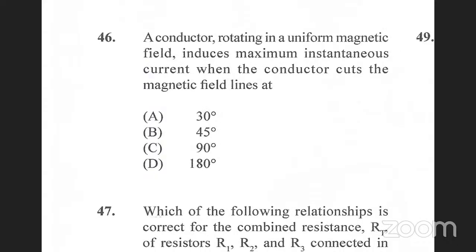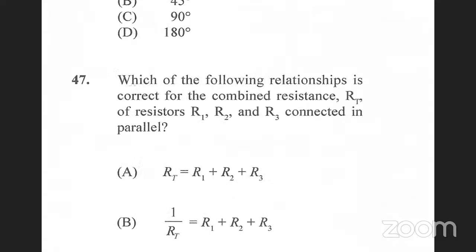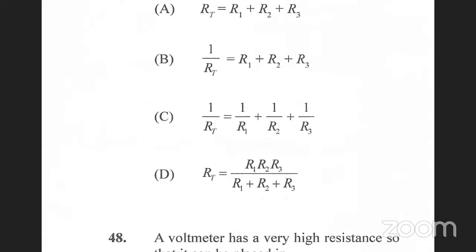46. A conductor rotating in a uniform magnetic field induces maximum instantaneous current when it's at 90, right? That's Fleming's right-hand rule. Must be 90 degrees. Which of the following are relationships between RT, R1, R2, R3 connected in parallel? C, right? This will work here. This only works for 2 resistors.